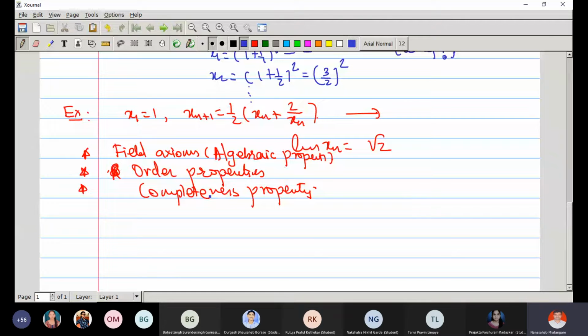Yes. Field axioms are order properties of real numbers. Do you remember these words? Yes or no? Order properties. What are order properties? What is the completeness property of real numbers? Correct.